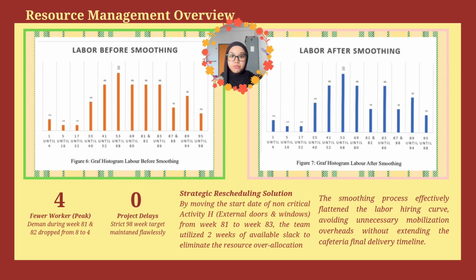The results of this resource smoothing process are highly successful, as shown in this before and after histogram. First, our peak labor demand during weeks 81 and 82 instantly dropped from 8 workers down to just 4 workers, representing a reduction of 4 peak workers. Second, we achieved this optimization with absolutely 0 project delays. Our strict 98-week delivery target is maintained flawlessly.